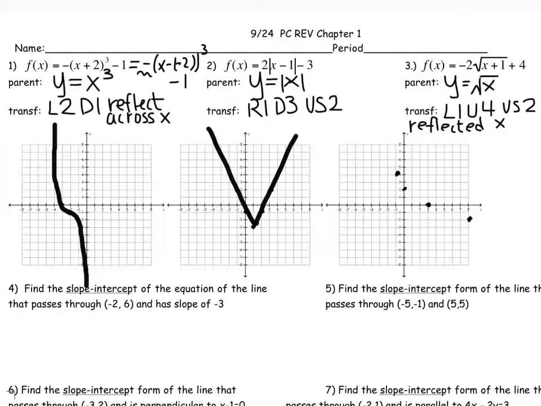And then everything is being reflected across the x-axis, so imagine there's a new x-axis. With a vertical stretch by a factor of 2, your function should go down 2 times faster.